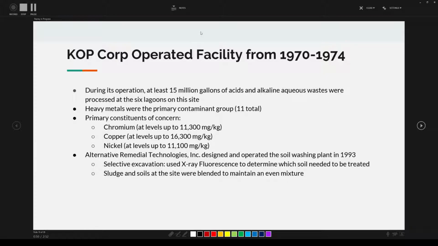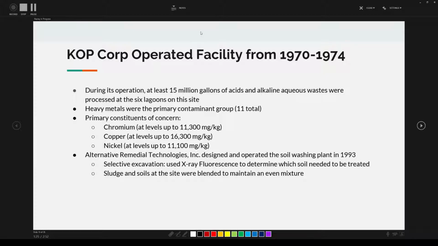Samples of surface soil, subsurface soil, and sediment were collected to characterize the soil next to each of the lagoons, the sediments in the soil, and the sludges in the lagoons and the adjacent area. All of these samples allowed us to determine that the primary contaminant group was heavy metals, and the primary contaminants in these areas were beryllium, chromium, copper, nickel, and zinc. The constituents of concern mainly worked on for this soil washing site were chromium, copper, and nickel.